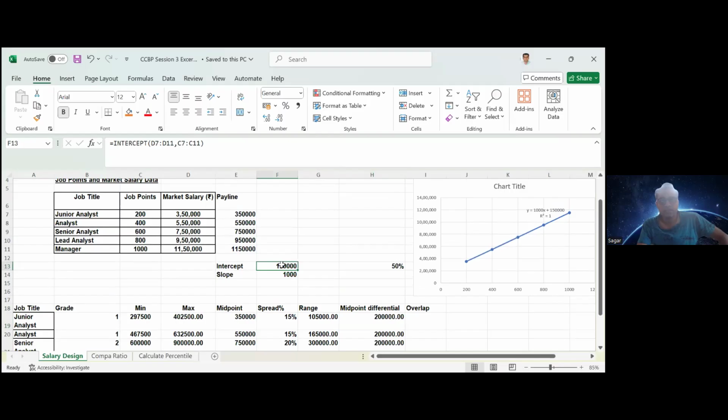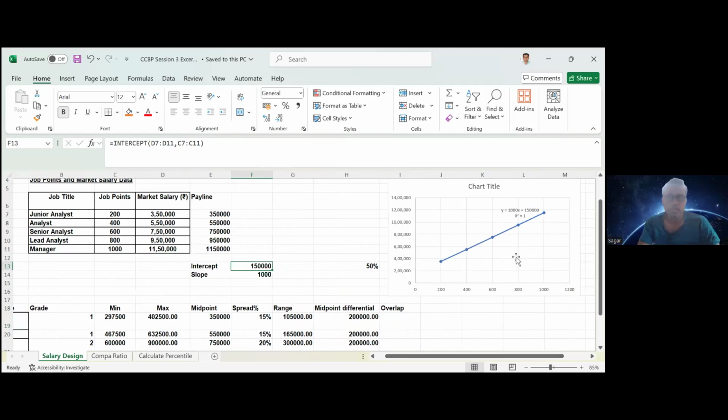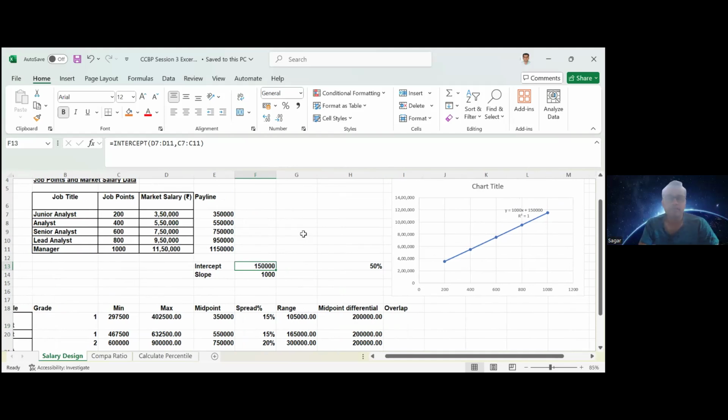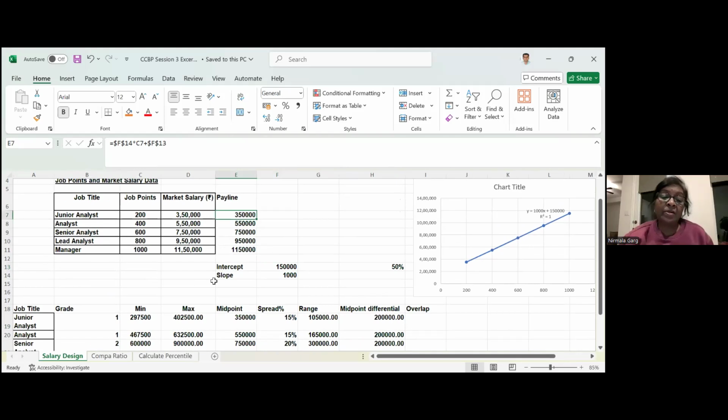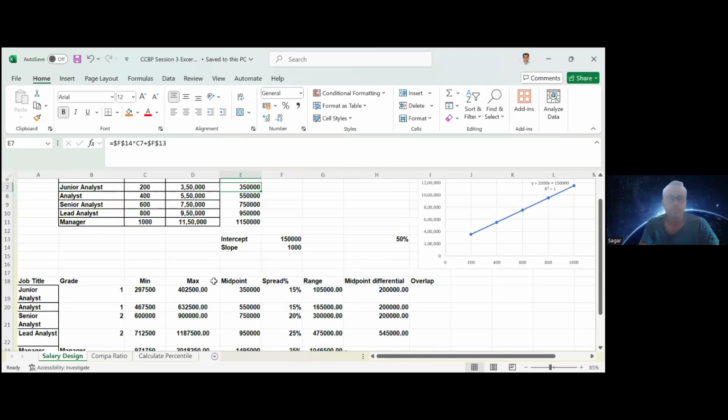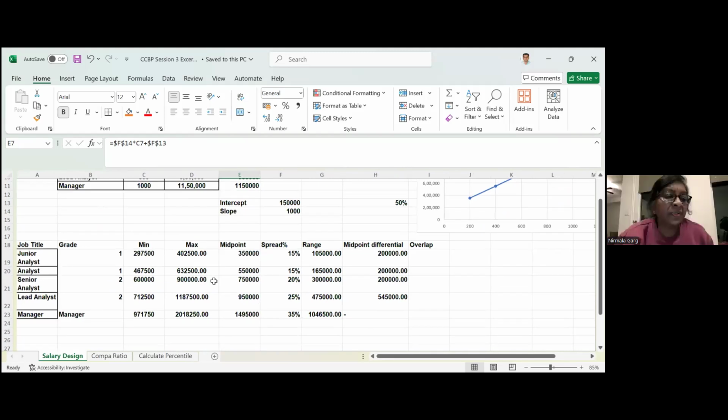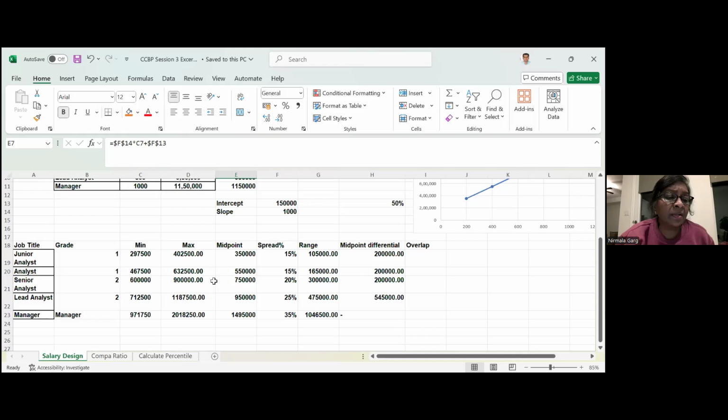First we found the intercept from the given data, by doing regression on salary to find out the pay line. Now, what is your regression measure? R square is 1. That means it is 100%, no variance at all, so it will remain the same data. Now we have to create a structure. We have to design a pay structure for these positions: junior analyst, senior analyst, lead analyst.